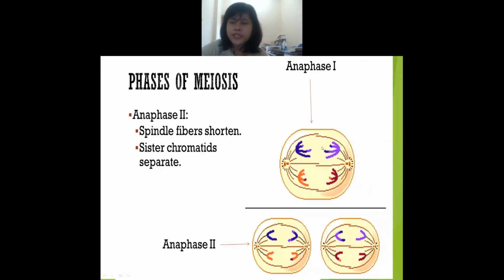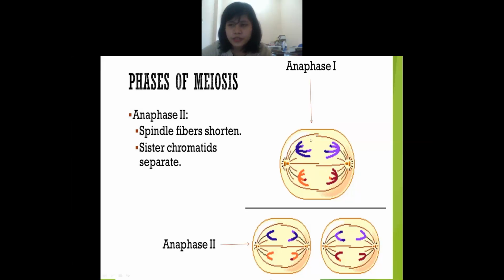Next is Anaphase 1. So in Anaphase 1, what happens? The spindle fibers, which are semicircle in appearance, become short. Before it was long, wasn't it? Now they will decrease in size. Even in Anaphase 1 and Anaphase 2, you will see that the same thing is occurring: the spindle fibers become short.